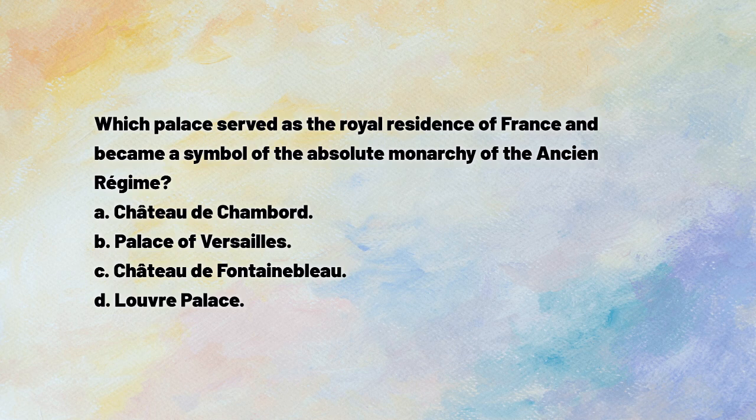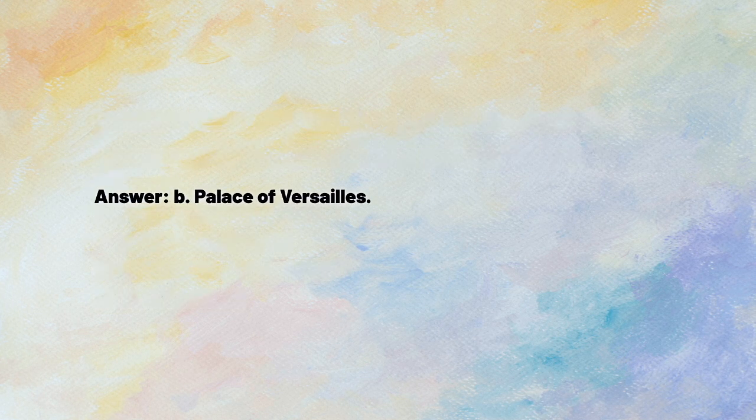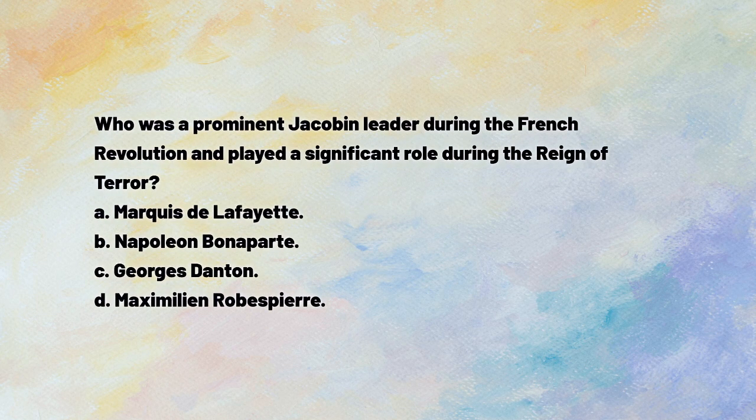Which palace served as the royal residence of France and became a symbol of the absolute monarchy of the ancient regime? A. Château de Chambord. B. Palace of Versailles. C. Château de Fontainebleau. D. Louvre Palace. Answer B. Palace of Versailles.